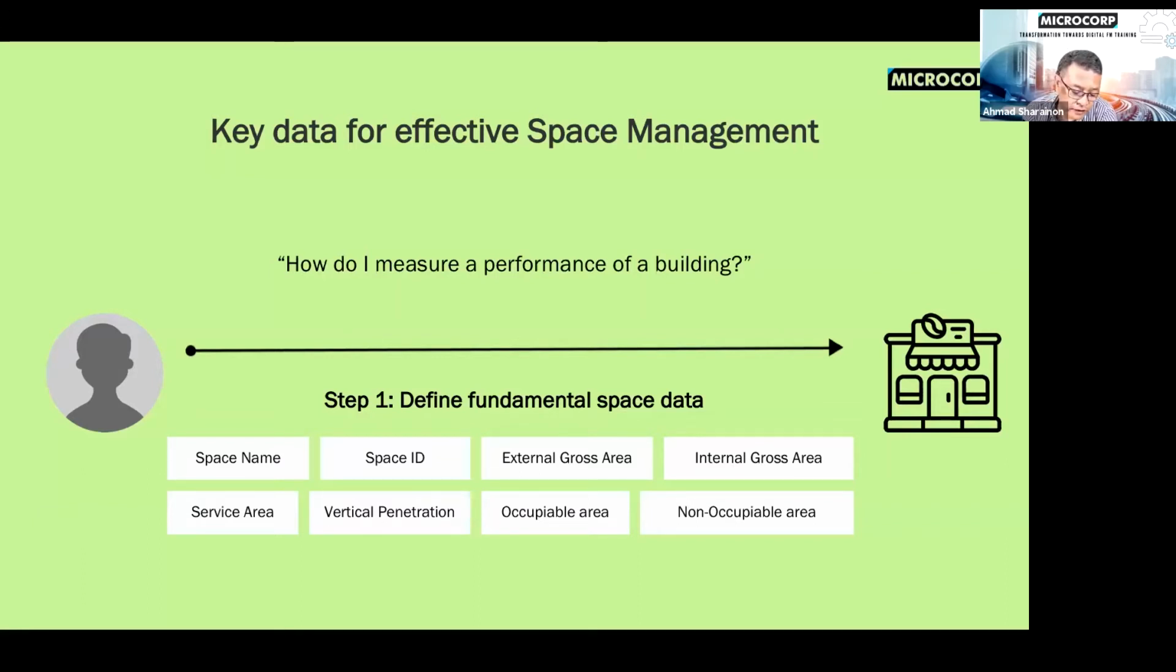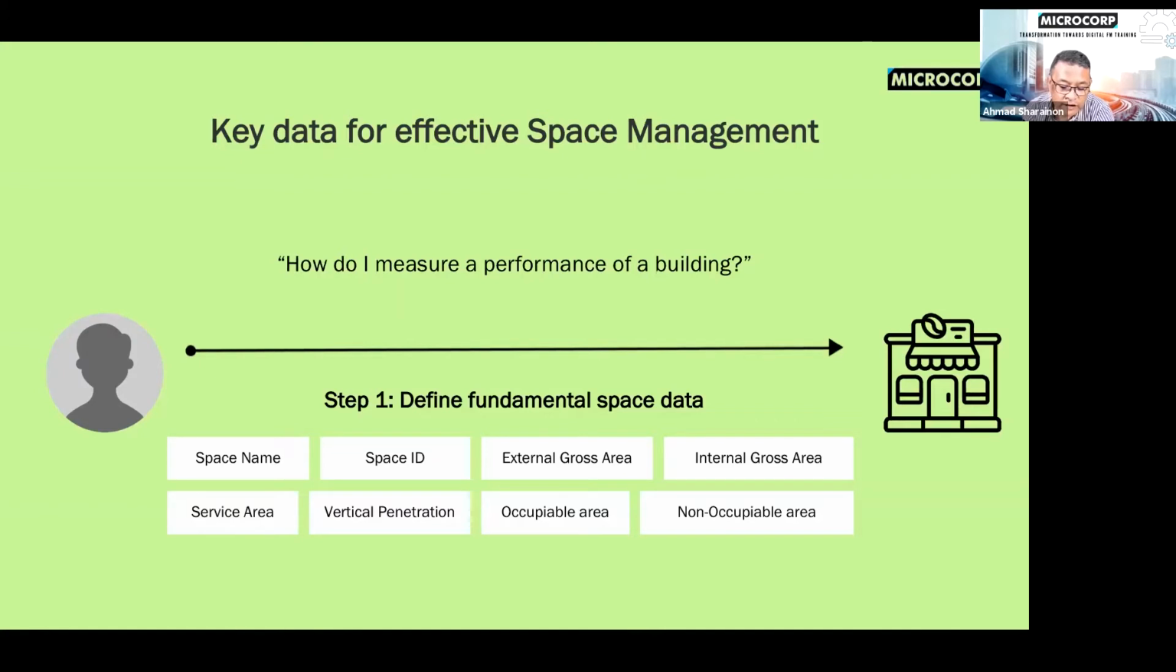And it matters whether they are putting it correctly, in sequence, in detail, or covering all angles of all areas of the space that they have in the drawing, or sometimes they are just focusing on the important areas. Okay, and the rest of this information, like the external gross area, the internal gross area, the service area, the vertical penetration area, the occupiable area and non-occupiable area, you need to define by yourself. If you are a space manager, these are the things that you need to establish.